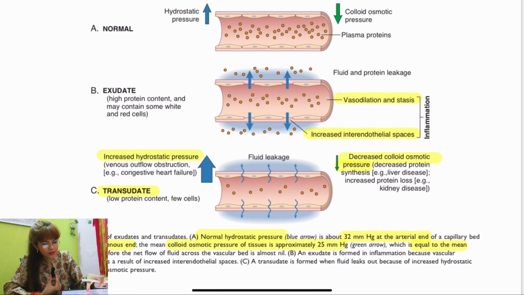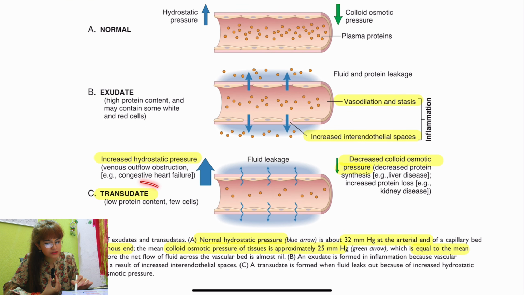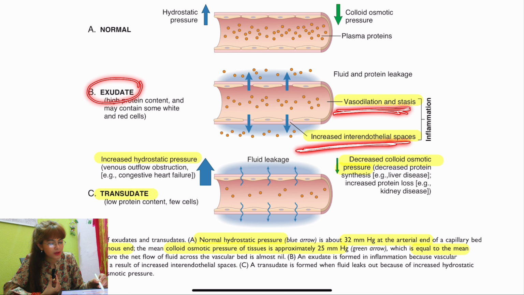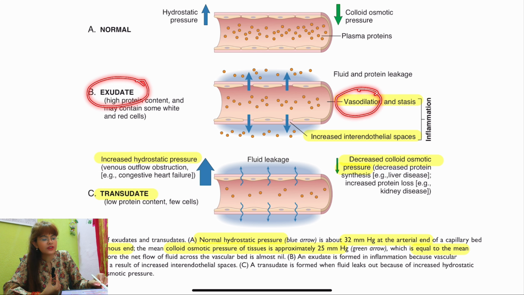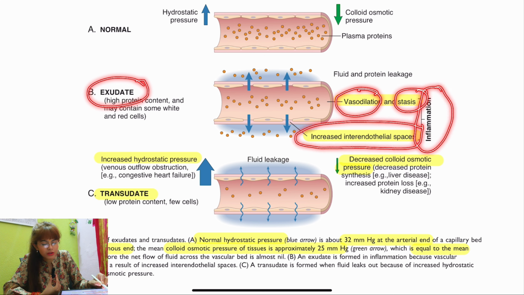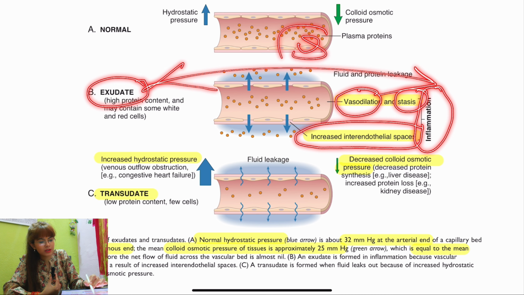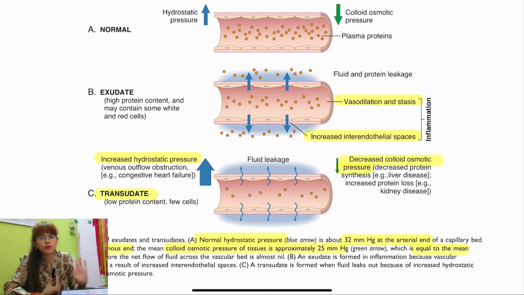You can see here something important to mention, that this is the transudate and this is the exudate. This is the normal vessel. So what happens in exudate? There is vasodilation and stasis, and there's increased interendothelial spaces through which there's leakage of these molecules. Now what happens in transudate is that there is an increase in hydrostatic pressure, very important. In case of exudate formation there is vasodilation, there is stasis, and there is increase in the interendothelial spaces, which is a part of inflammation. So exudate is linked with inflammation, but transudate is not linked with inflammation.